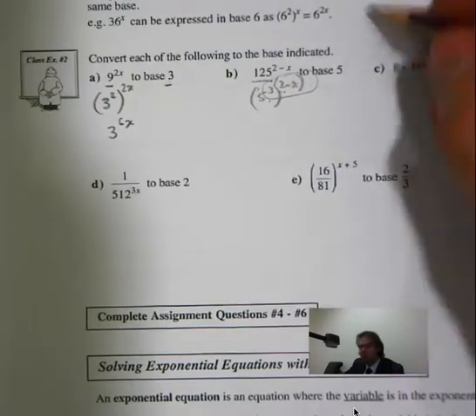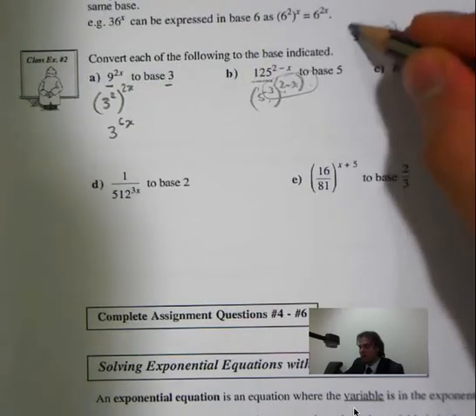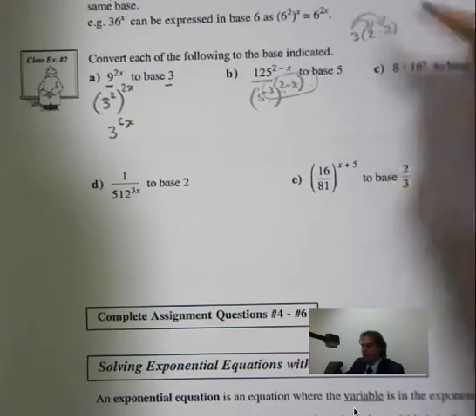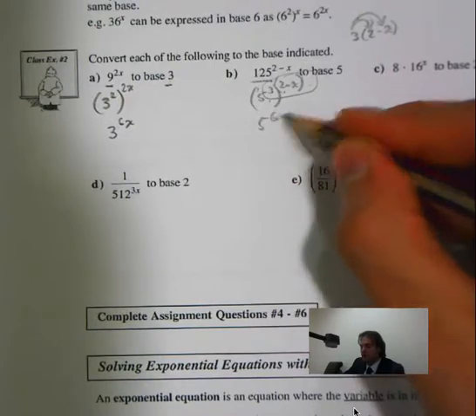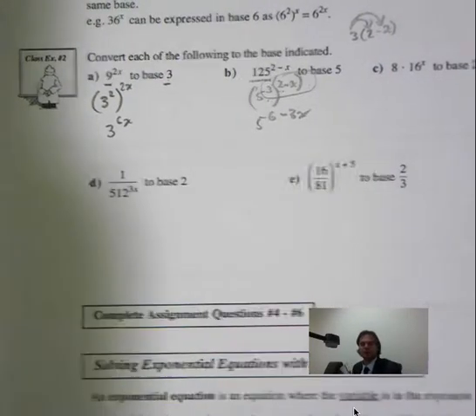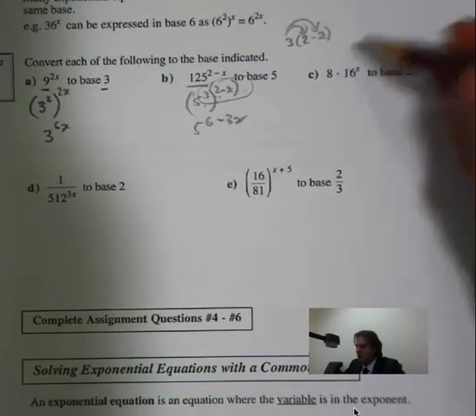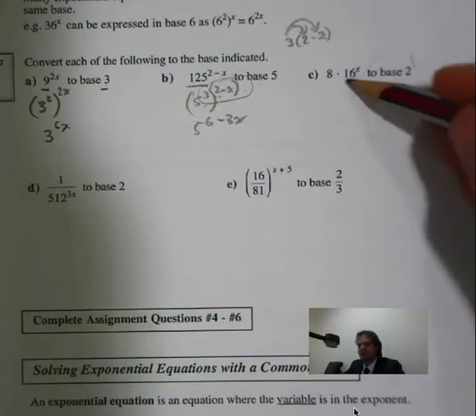This exponent is 3 multiplied by 2 minus x. So the 3 must go into both. Distributive property. 5 to the 6 minus 3x is my solution. Okay? There we go. Now we have this into base 2. It wants this into base 2.